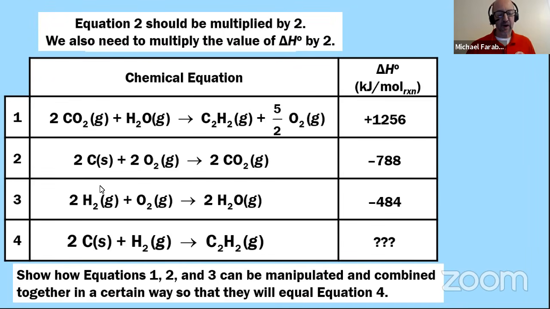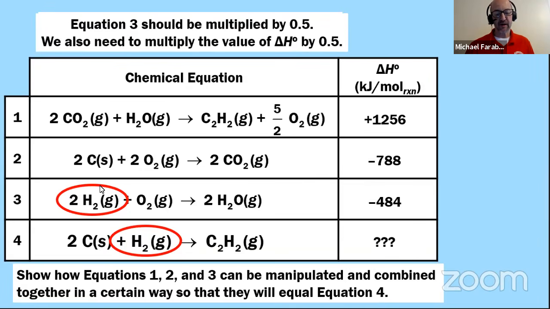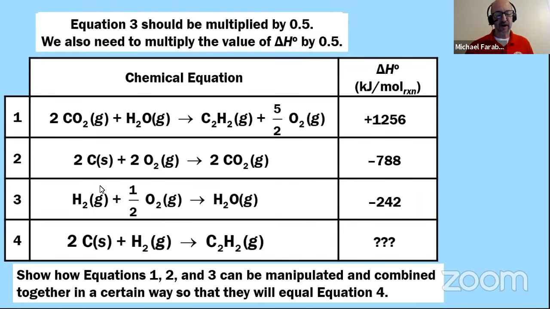And now in my third equation, I see the hydrogen, but unfortunately it's not the right coefficient either. So I'm going to have to take that third equation and multiply each and every coefficient by 1/2 or 0.5. So when I do that, the negative 484 will also be multiplied by 1/2. So now I'm going to have negative 242 when I multiply equation 3 by 0.5.